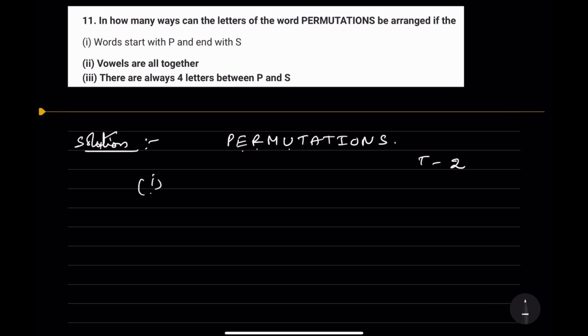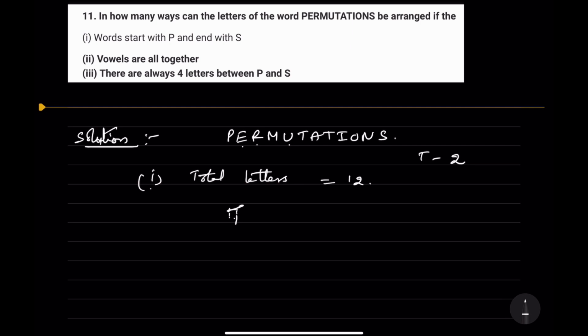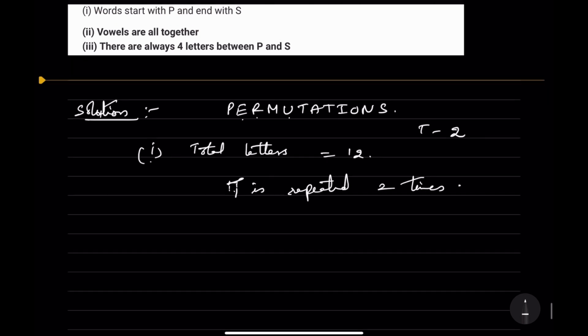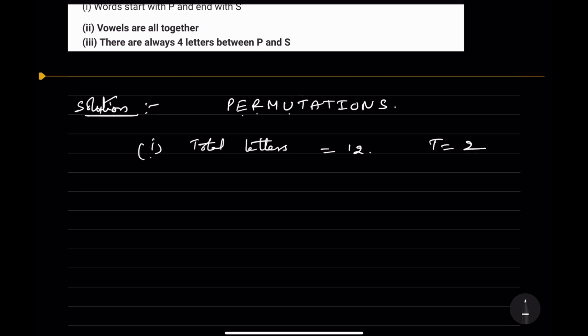So the total letters is 12, and how many times T is occurring, we have to divide by that, out of the total number of words which can be formed. Here T is repeated 2 times. So the total is 12 letters: 1, 2, 3, 4, 5, 6, 7, 8, 9, 10, 11, 12.